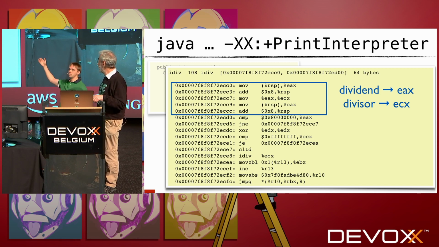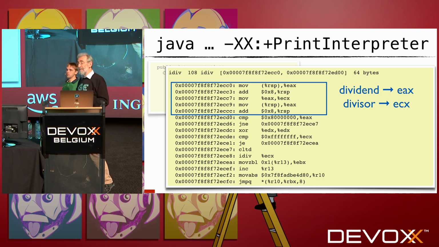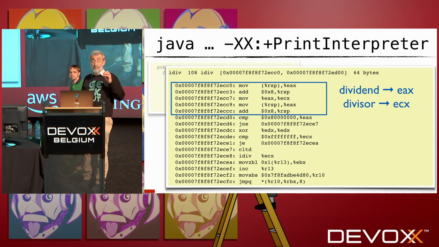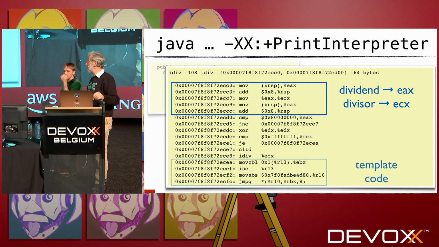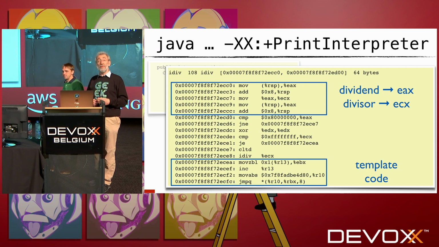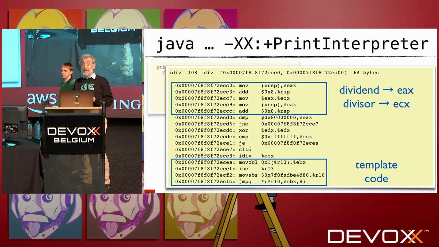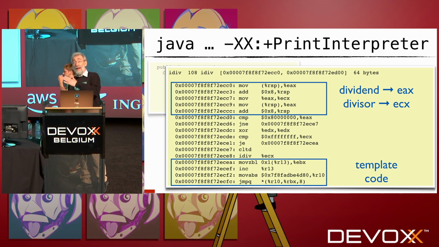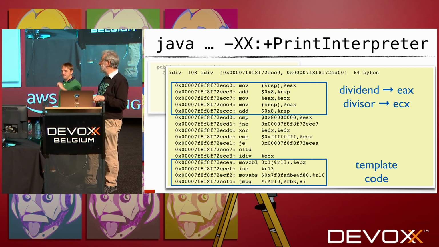So this is stack unwinding. We're just taking something from a stack and putting it into a register. We don't need to pay any attention to that because it's just setup code. And there's something at the end here as well, which just arranges things for the template interpreter so that it can jump back to execute the next bytecode instruction. And the stuff in the middle there, that's IDIV, right?